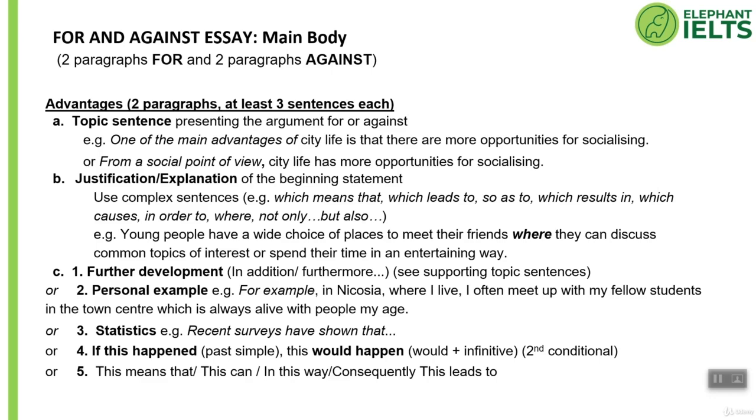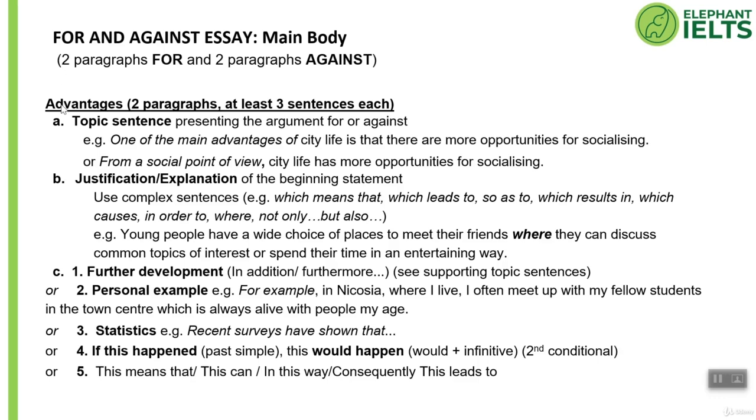Now for the main body, we again follow a set structure. We should have 2 paragraphs for the advantages and 2 for the disadvantages, or 2 for the drawbacks, 2 for the benefits, or 2 for one side of the argument and 2 for the opposing side of the argument. And this shows that you have considered the topic equally from both sides and that you have a balanced argument.